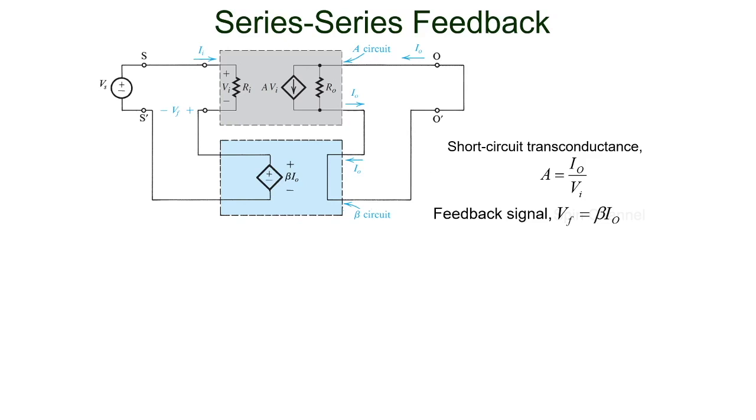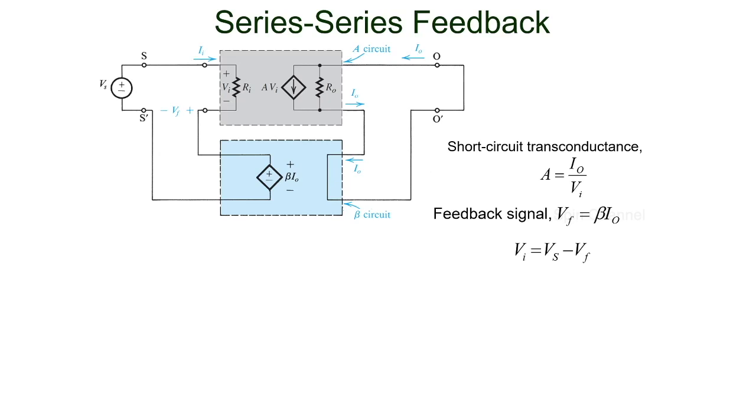Thus Vf is subtracted from Vs, so Vi can be written as Vs minus Vf. So the feedback is negative. Here, A is a transconductance and beta is a transresistance, and A into beta is a dimensionless quantity. The source and the load resistance are included in the basic amplifier circuit itself.